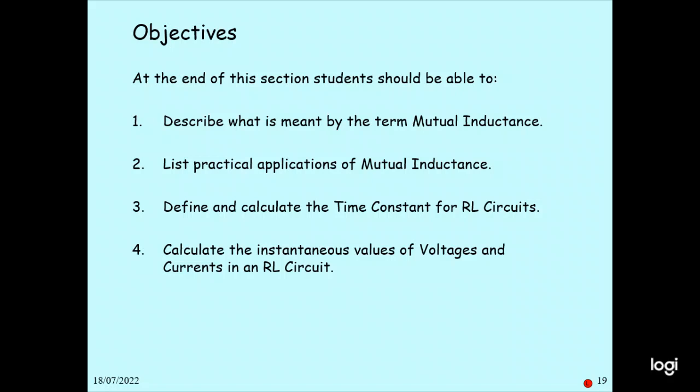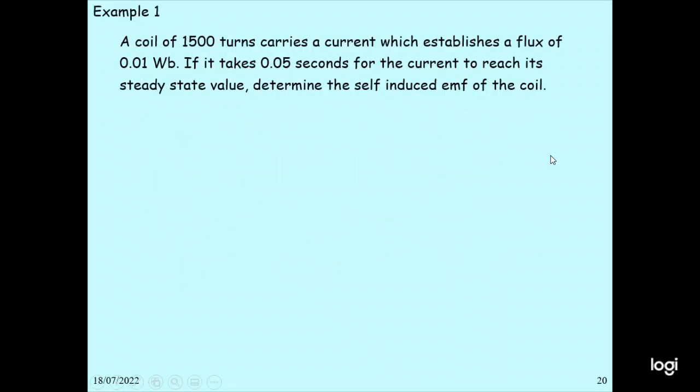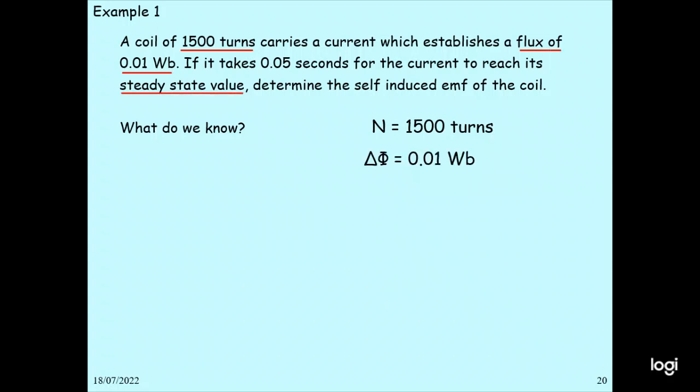Calculate the EMF of a coil of 1500 turns, carrying a current which establishes a flux of 0.01 weber. If it takes 0.05 seconds for the current to reach its steady state value, determine the induced EMF. What we know is that the number of turns is 1500, the flux is 0.01 weber, and the time is 0.05 seconds. What we want to know is E equal to N times delta phi by delta t. So N is 1500 multiplied by 0.01 divided by 0.05, equal to 300 volts.